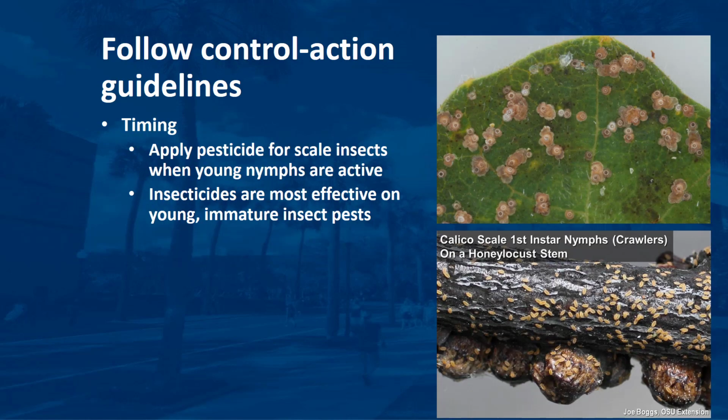Another example, scale insects are often noticed after plant damage appears, such as leaf yellowing or dieback. An insecticide applied after damage appears is often ineffective. The most effective treatment timing for many scale species is when the young nymphs are active. The wax on their bodies protects older nymphs and adults from insecticides that contact them. Horticultural oil can control scales at any stage by suffocating them. The most effective time to apply this oil is when plants are dormant or when temperatures are below 90 degrees Fahrenheit. In general, insecticides are most effective on young, immature insect pests.